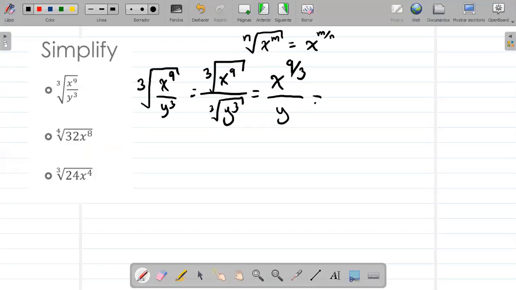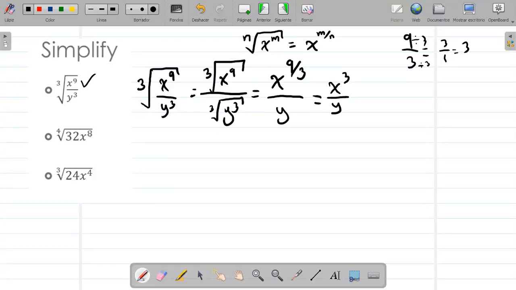Now, if you see, we can simplify that fraction, 9 over 3. Both are divisible by 3. So then we have 3 over 1, which is just 3. So the expression here at the end is just x to the power of 3 over y, and you already simplified the exercise, okay? Something similar will happen in that one, but that one requires something interesting, okay?